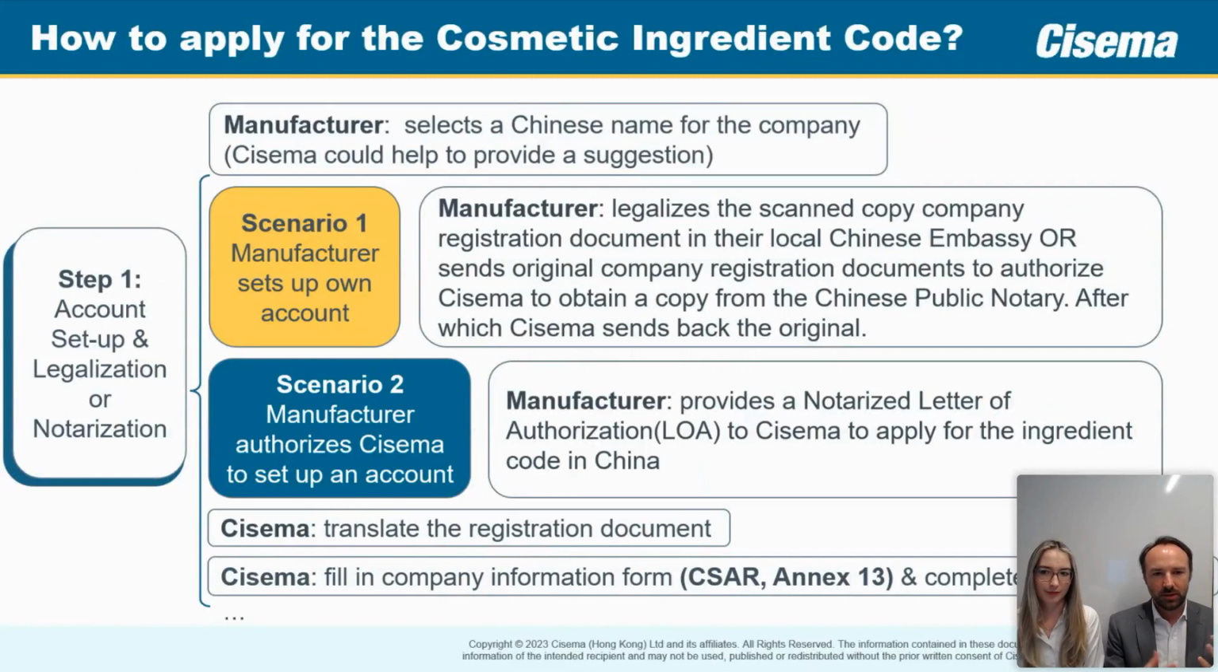There's a translation element because, just as I mentioned, the documentation needs to be in Chinese. There's a specific format of the information that needs to be provided relating to the safety of the ingredient. That is part of the submission code process. Then you complete the account setup.